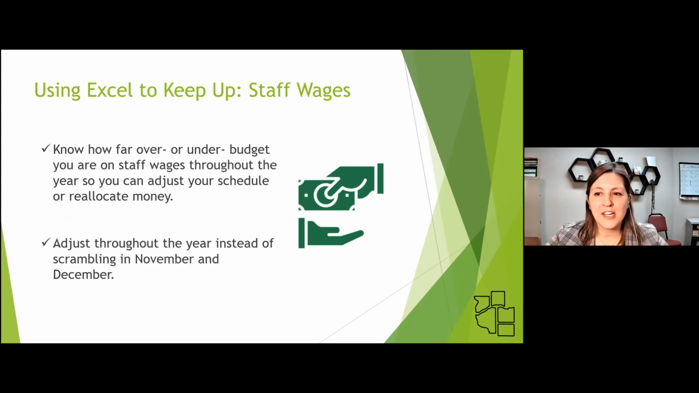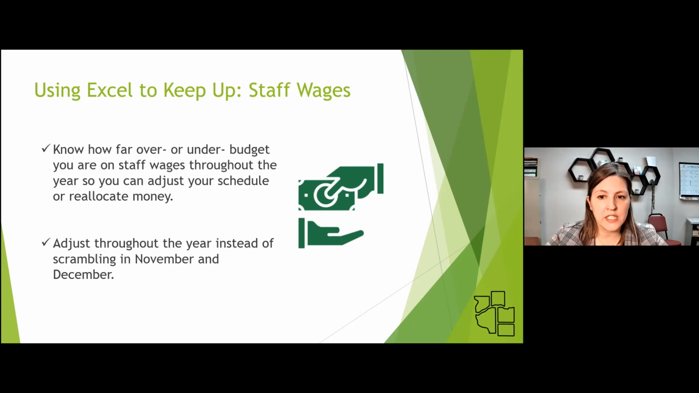Staff wages is typically where I start seeing fewer people nod along. I know I don't see a lot of cameras on, but a lot of you maybe were tracking your actual expenses, but how many of you were keeping track, down to the penny, of what your staff wages were? If you're not tracking staff wage expenses yourself, I'm asking you to start. It's probably the largest expense your library has every year, and it's essential to know where you stand.